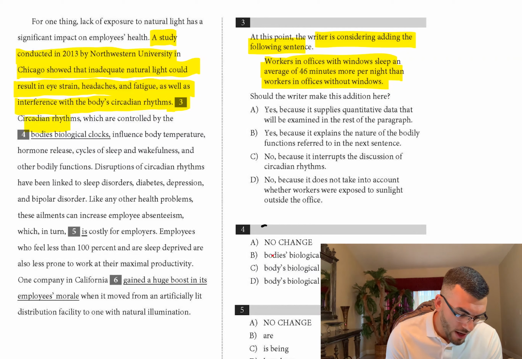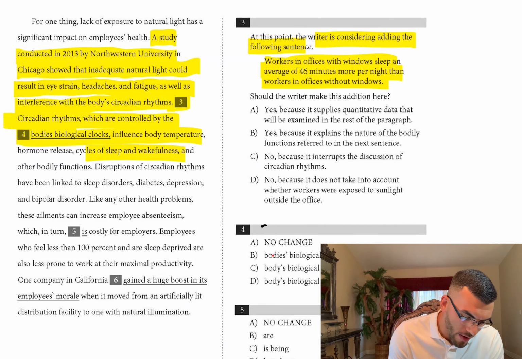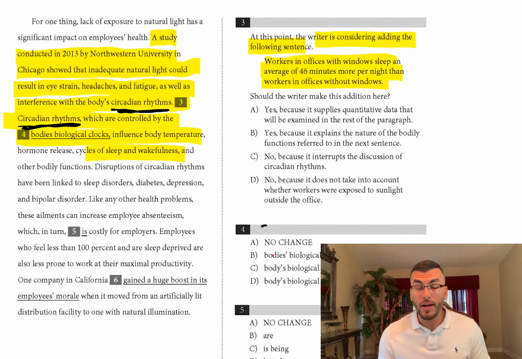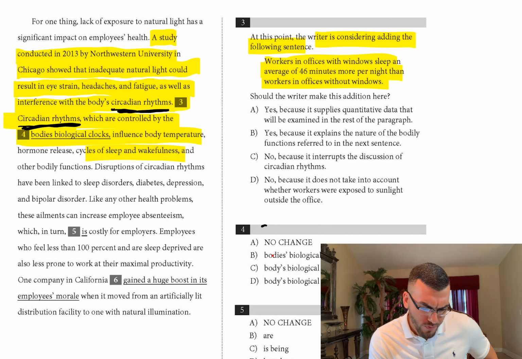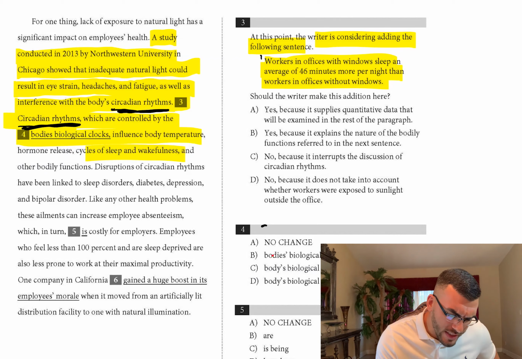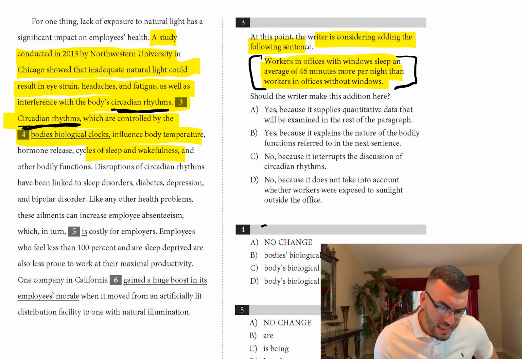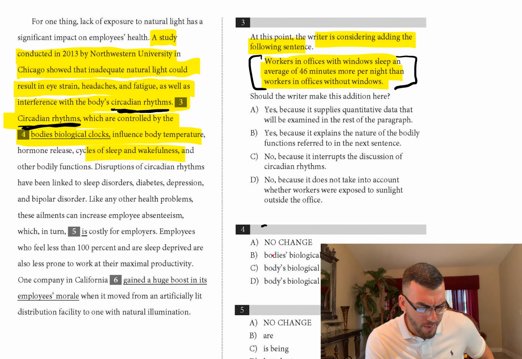The next sentence goes right into circadian rhythms and starts describing what circadian rhythms are about. So we have circadian rhythms here, and then a further elaboration of what circadian rhythms actually means. So if we're going to put anything in between that, it should probably be something about circadian rhythms. Workers in offices with windows sleep 46 minutes more per night.